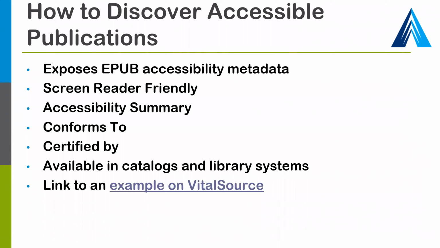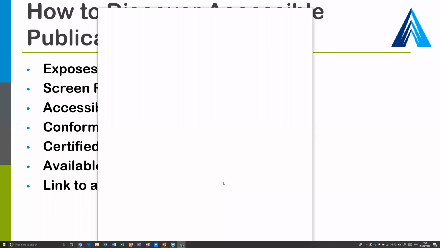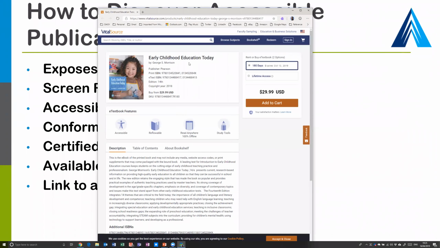And we want this kind of discoverability to be available in catalogs and in library systems. I'm going to show you now a link to the VitalSource store, and it's going to be to the same title that I demonstrated to you earlier using Edge and on VitalSource. If I click on the link here, this takes me to the VitalSource website. And this is Early Childhood Today. It's the catalog entry. It gives me information about the ISBN.